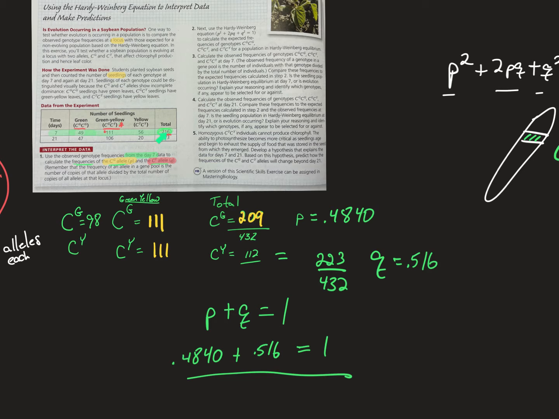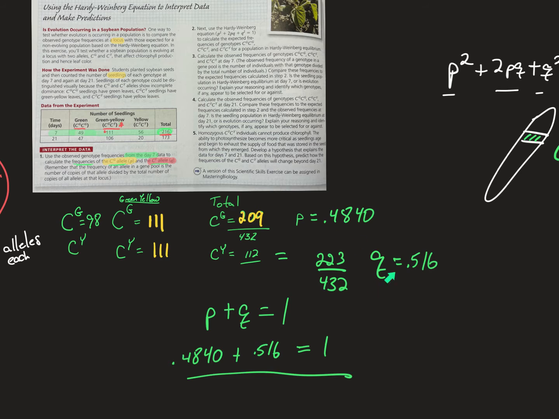Because there's 216 individuals, with double that for the number of alleles. So your P, the frequency of CG, is 0.4840. That's this one divided by that one. The frequency of CY is 223 divided by 432, which is 0.516. That's Q. These two together have to equal 1.